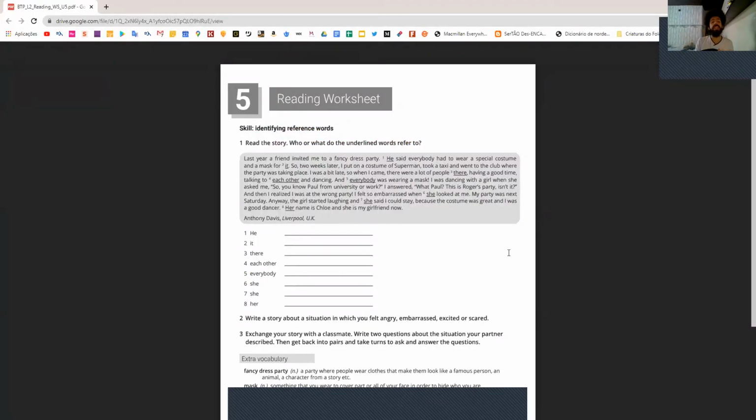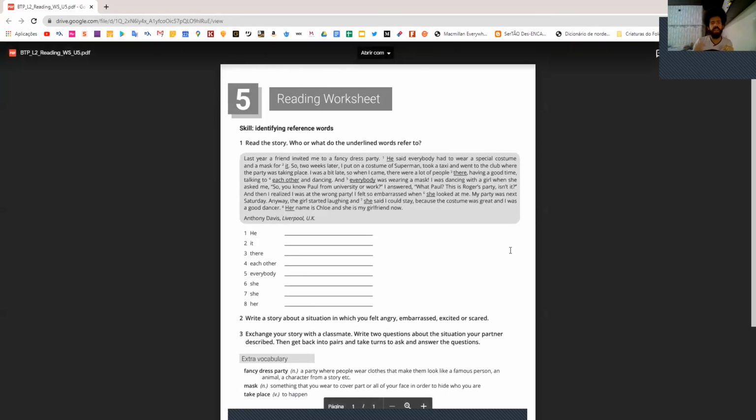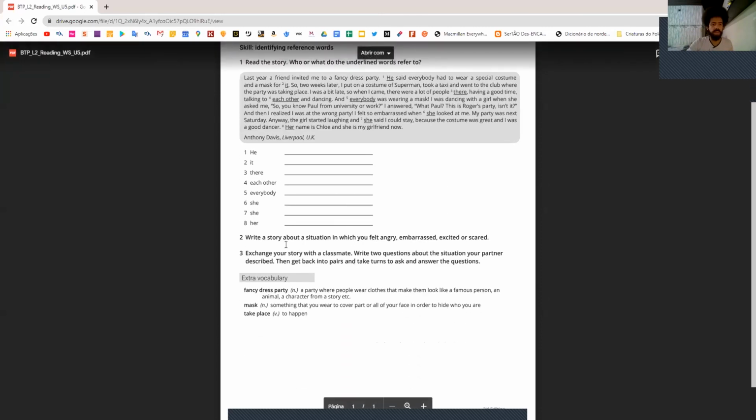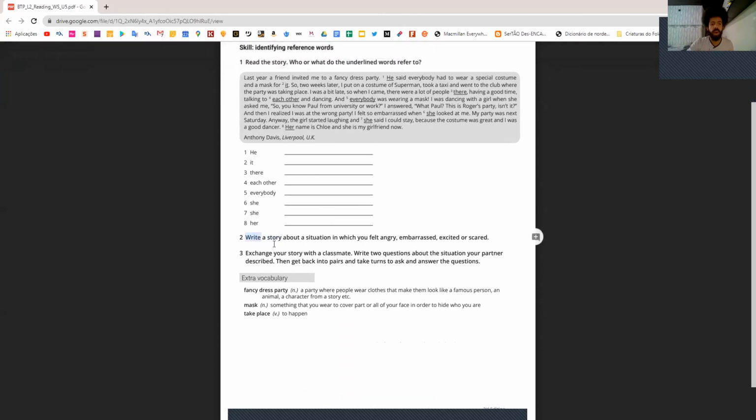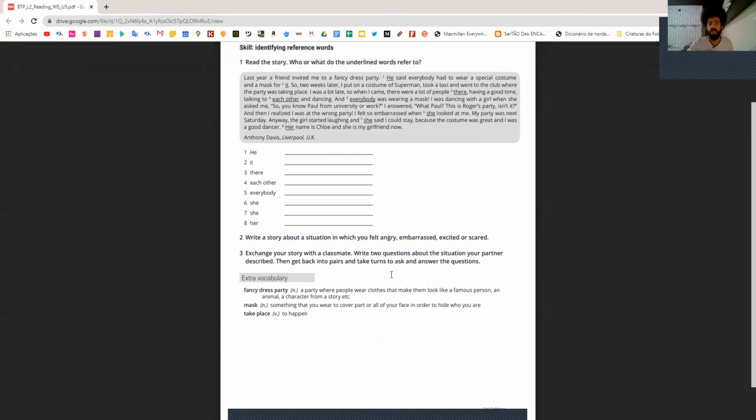And for you to practice, homework, essa é a nossa tarefa de casa, é o Reading Worksheet, é o único link que está na descrição aqui embaixo. Vocês têm que dar uma lida, vocês têm que responder as perguntas. E aqui, tá vendo? A 2, write a story about a situation in which you felt angry, embarrassed, excited, or scared. So you have to write a story. Essa 3 aqui é uma coisa que nós vamos fazer única e exclusivamente na aula durante nossa live class.